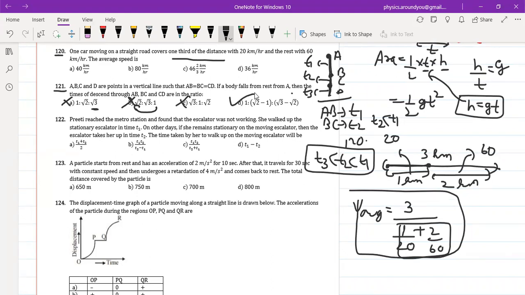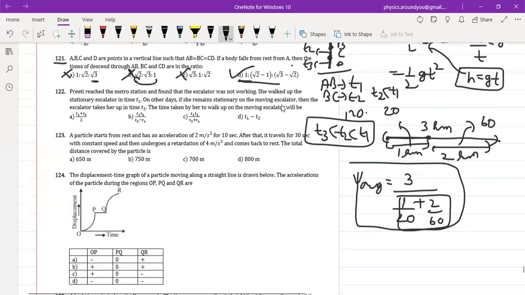If a body is dropping down, the logic would be to cover the same distance, it will take lesser and lesser time. If I take the ratios, T1 will be the greatest, T2 will be the next greatest, T3 will be the least. Last number has to be the least. That is happening only in the last option, where the last number is the least.